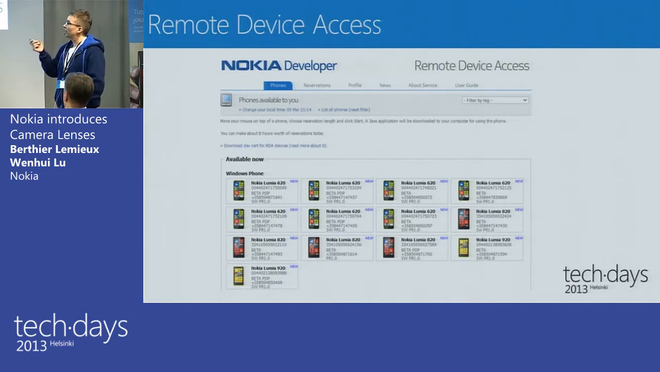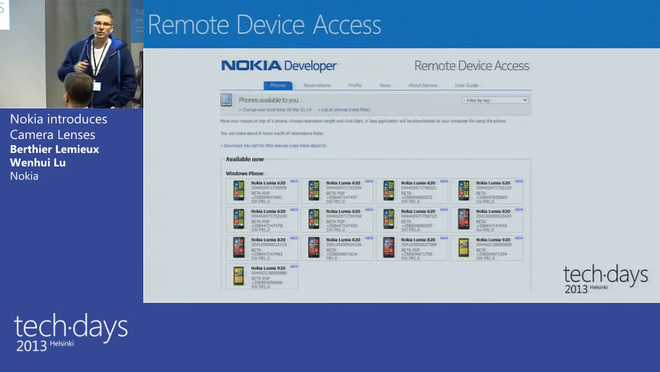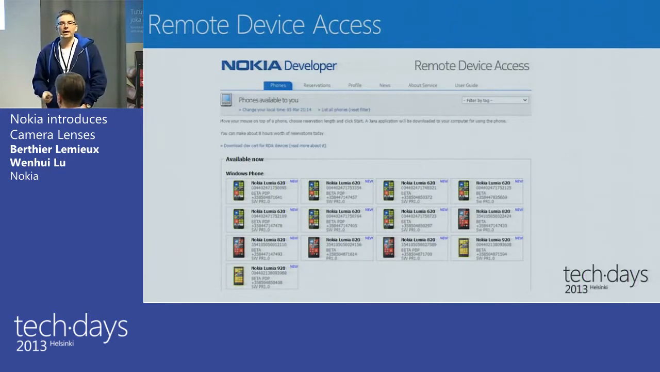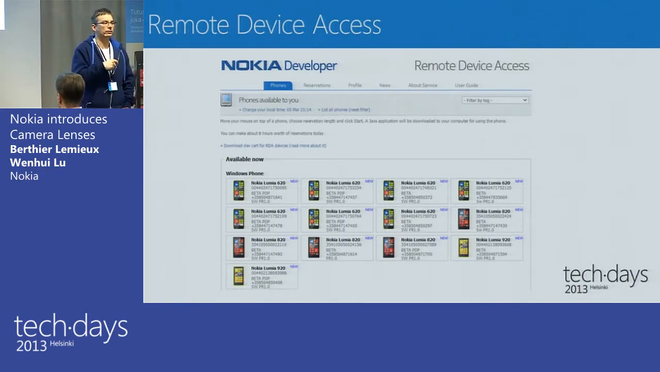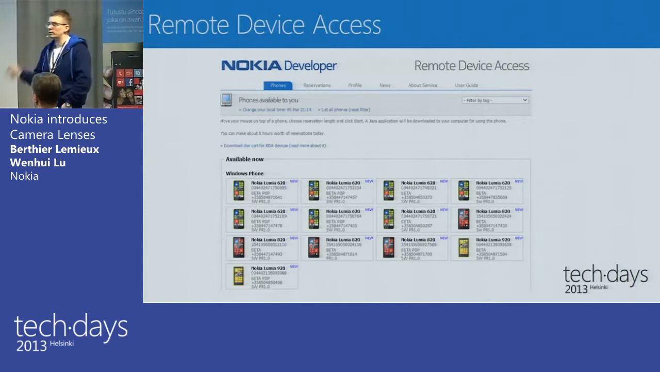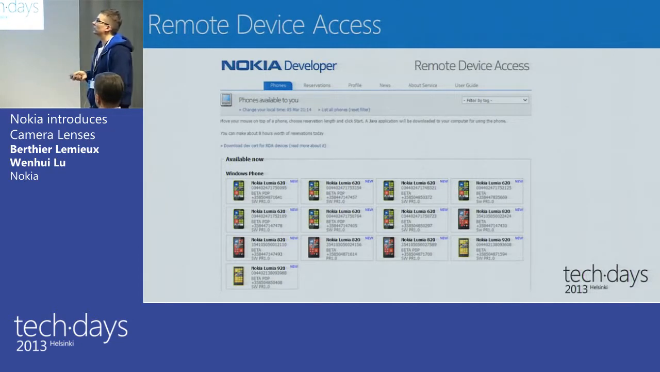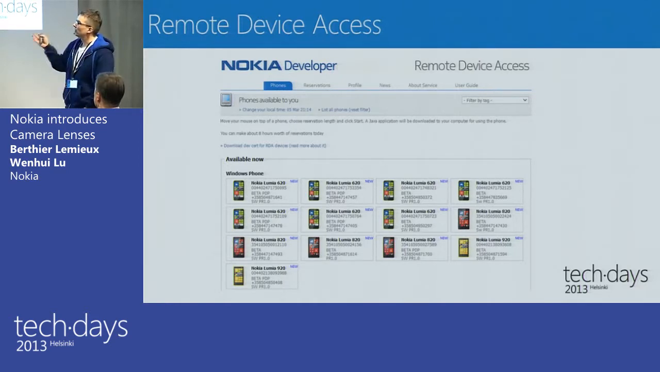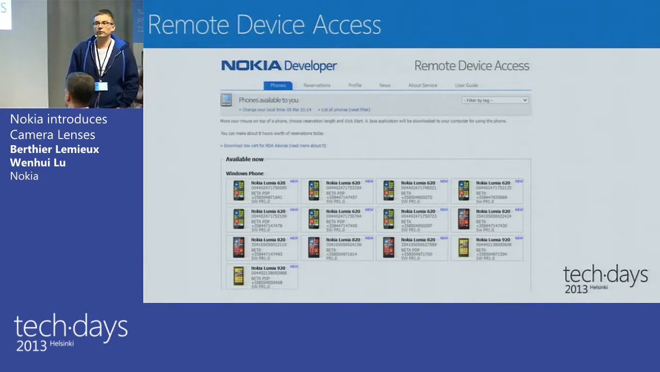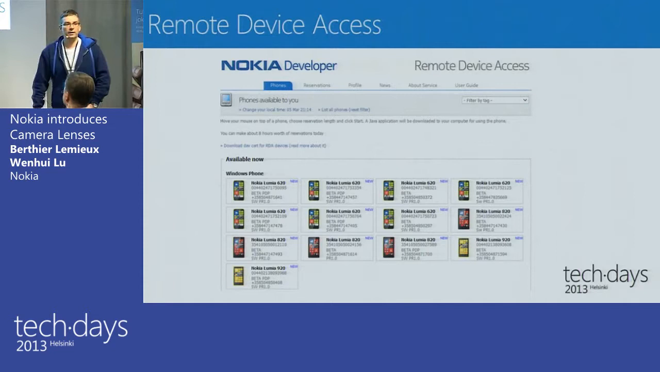So what we have here, in Tampere again, is a big lab with phones, and as a developer, you can deploy your application to those phones. You can debug your application on those phones remotely, and of course you can capture images with those phones as well. So you can try if your camera lenses are working nicely on the 620, or on the 820, or also on the 920. As soon as the 720 and the 520 are available on the market, we'll bring them as well to the remote device access.